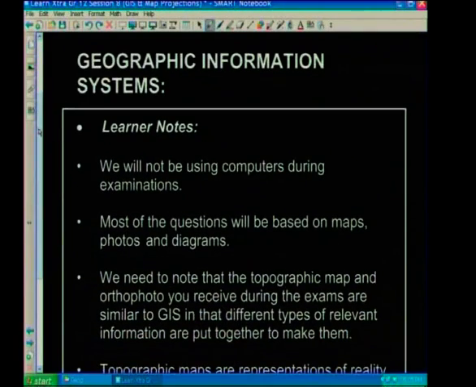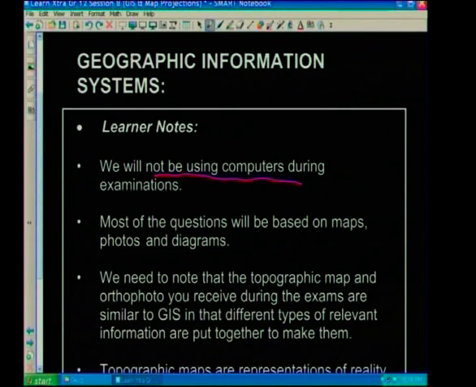Right, just a little point to you guys: many learners have problems with this section. We don't have computers, so how are we going to do GIS, etc.? Now, obviously in exams you're not going to have a computer in front of you. So you will not be using computers during the examination. Most of your questions will be based on maps, photos and even diagrams. So it's not that intense. It's not the GIS that people spend a lot of money on in GIS courses and advanced courses. It's more the basics of GIS.